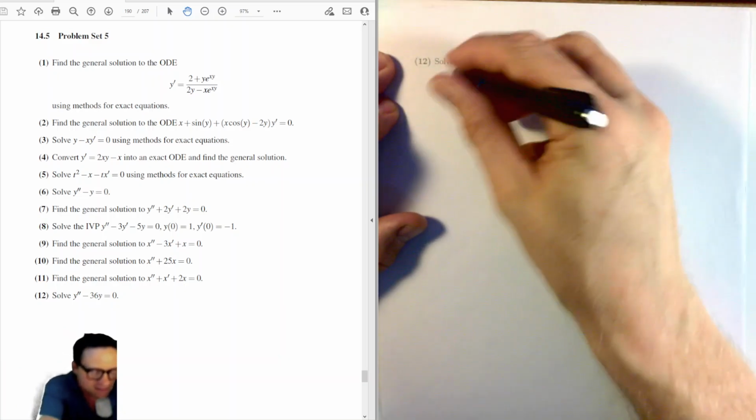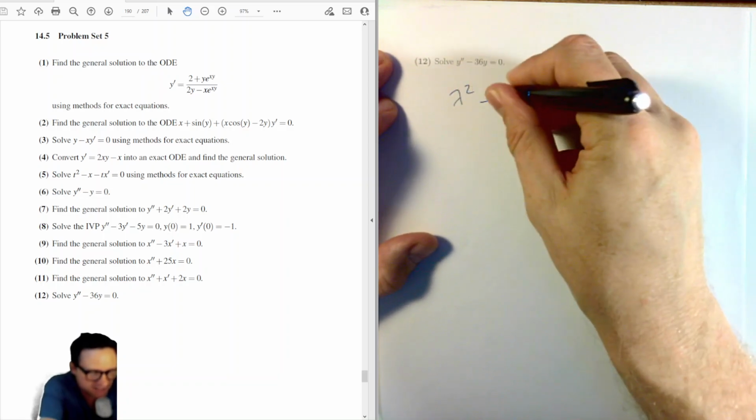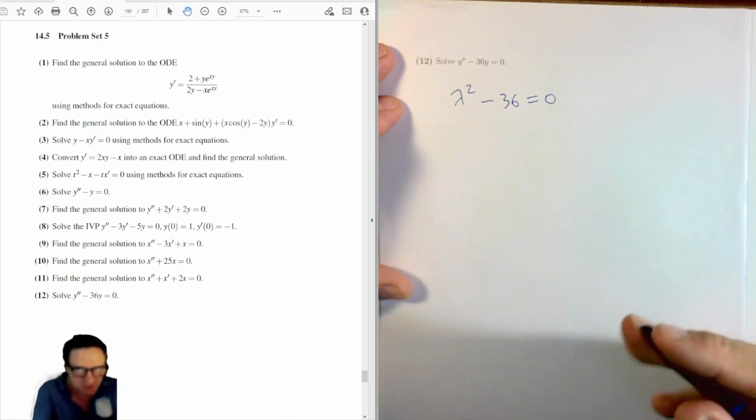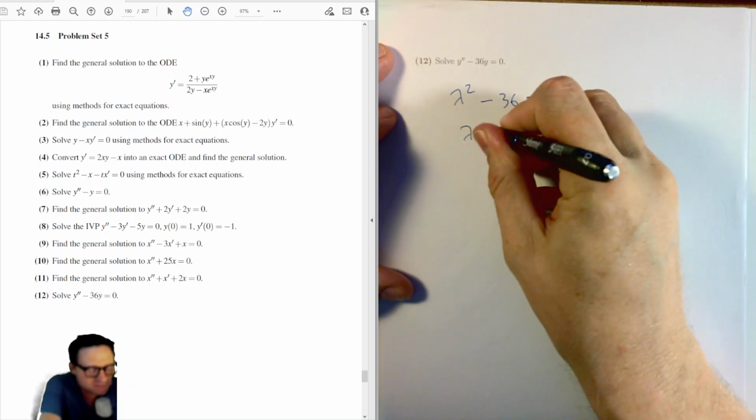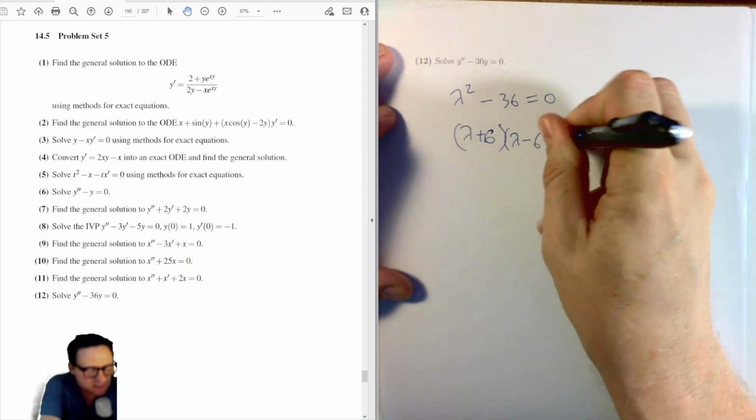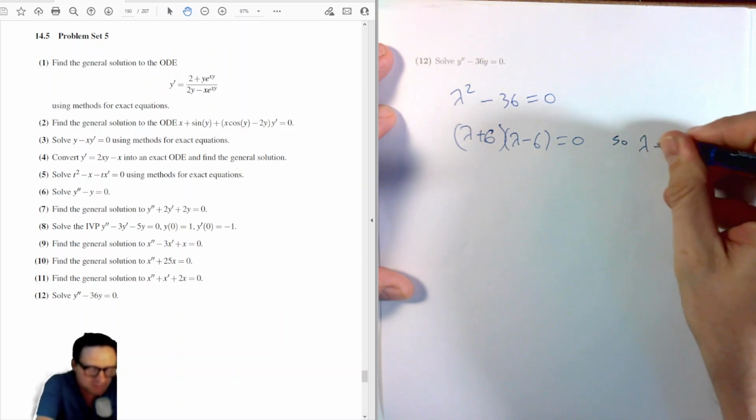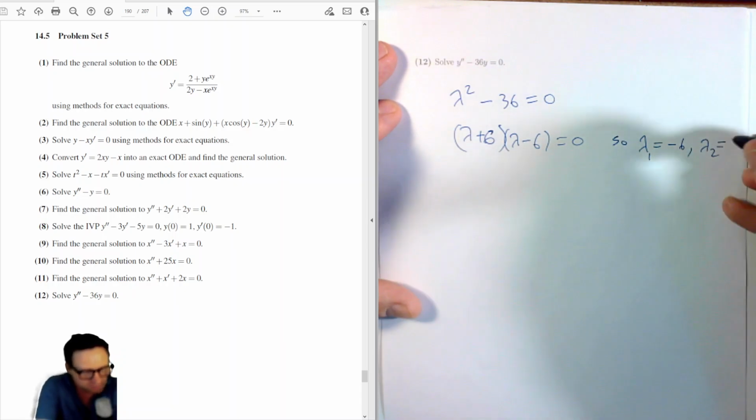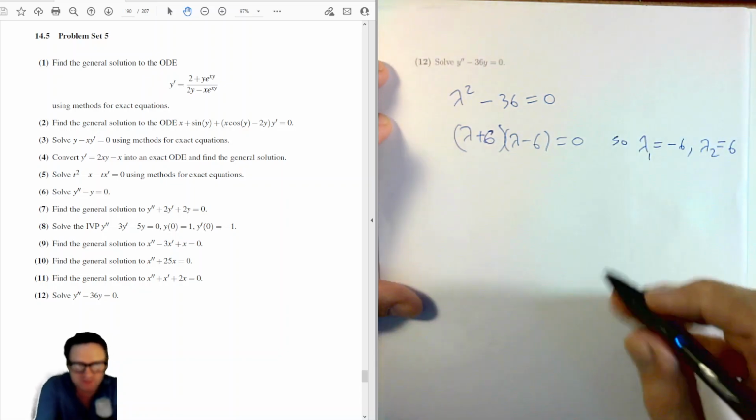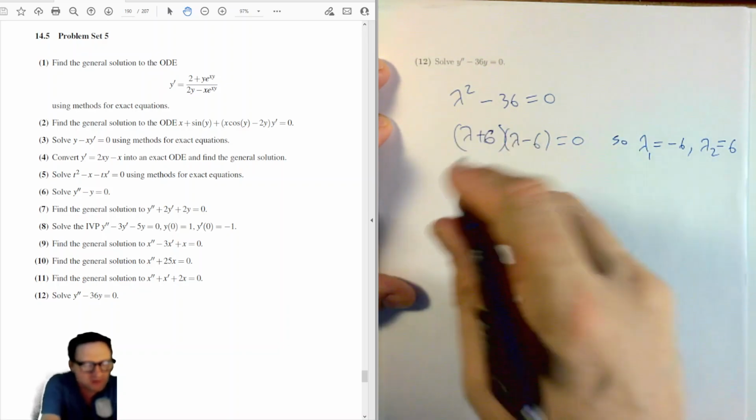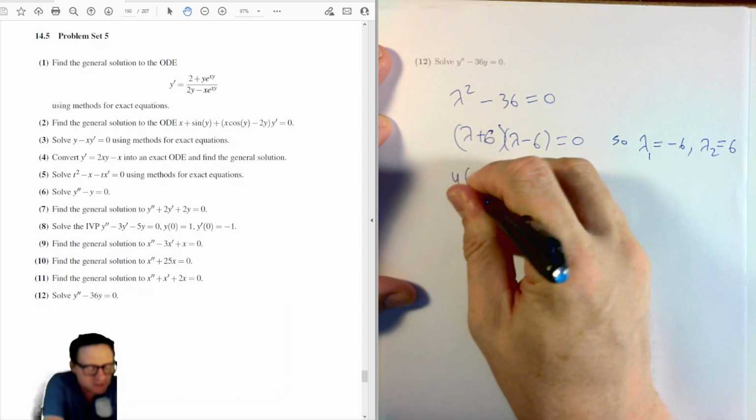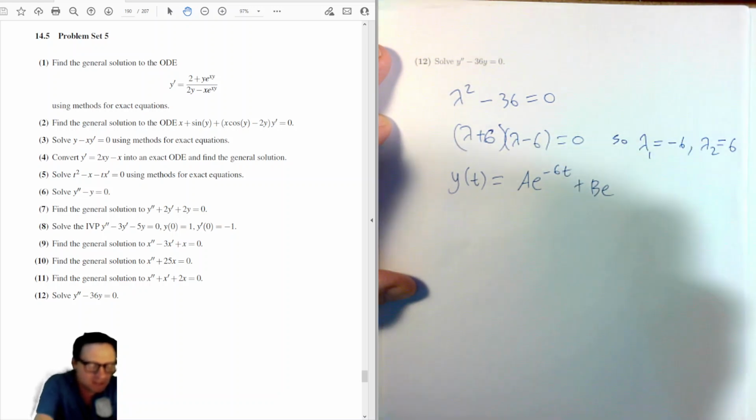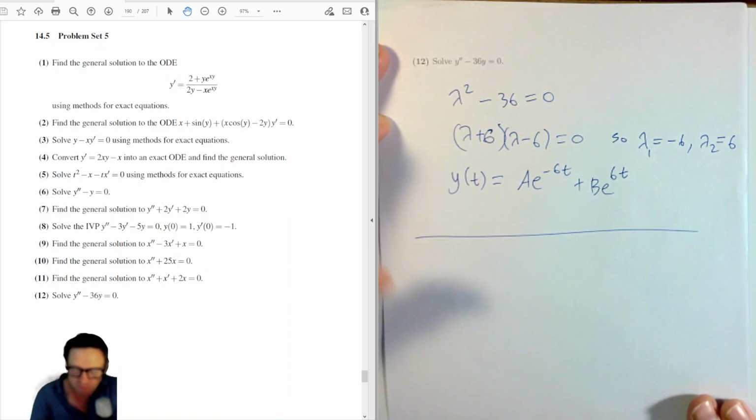Solve this differential equation. Again, let's write the characteristic equation. So lambda squared minus 36 equals 0. All right, and so we can factorize this. 36 is 6 squared, so lambda plus 6 times lambda minus 6 equals 0. So lambda 1 is minus 6, and lambda 2 is equal to plus 6. And so we get a general solution given by y as a function of t is a e to the minus 6t plus b e to the 6t, and we're done. But I want to add one more.